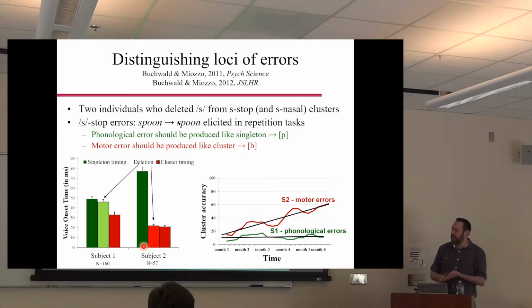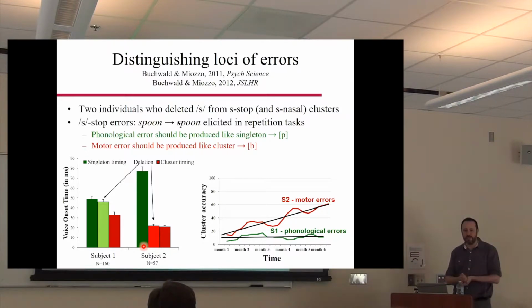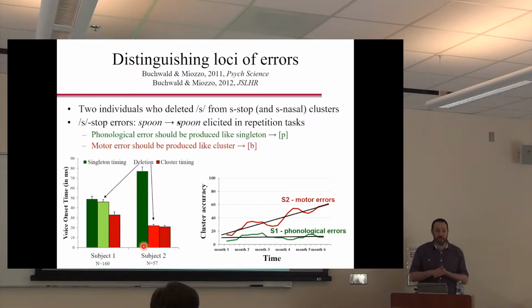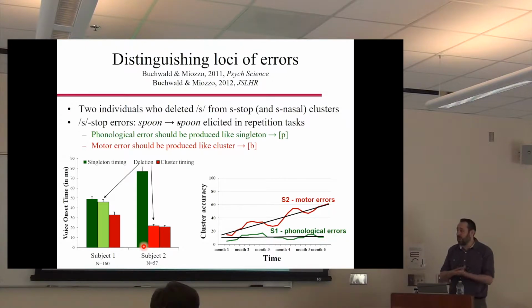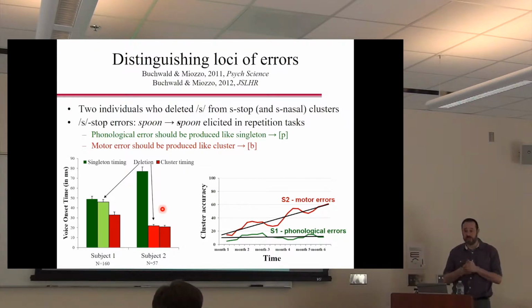What we first got really more interested in, actually, was what happened. We were testing these individuals week after week, trying to get a lot of errors so we can compare these things and have really robust acoustic analyses. We tested them week after week for about 6 months, each of them. The individual who made phonological errors, meaning that the timing of those s-stop errors matched that of the singletons, did not change in his cluster production performance over time.